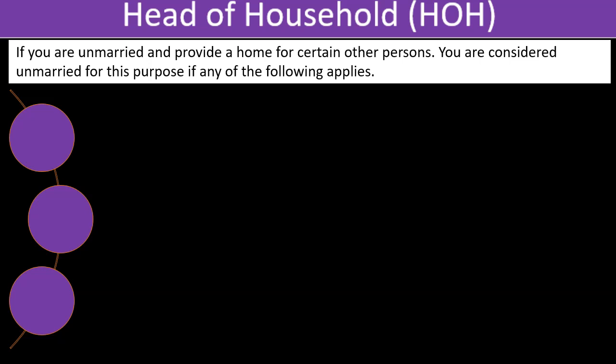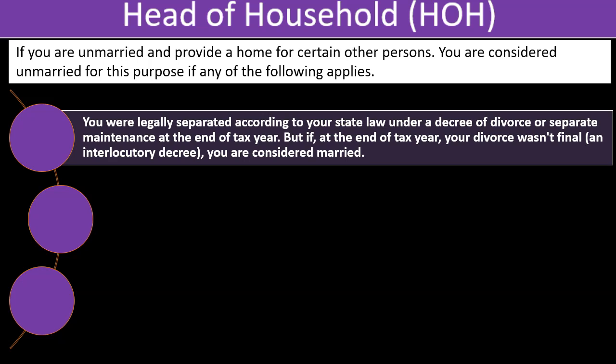You are considered unmarried for this purpose if any of the following applies. You were legally separated according to your state law under a decree of divorce or separate maintenance at the end of the tax year. So usually it's pretty straightforward. They're unmarried, they're divorced. However, what if they're separated and the question is, are they actually separated or not? That's when you might have to get into the detail as to whether they are actually married or legally separated or divorced, so that they can then qualify for either the single status or head of household. But if at the end of the tax year the divorce wasn't final and there is an interlocutory decree, you are considered married.